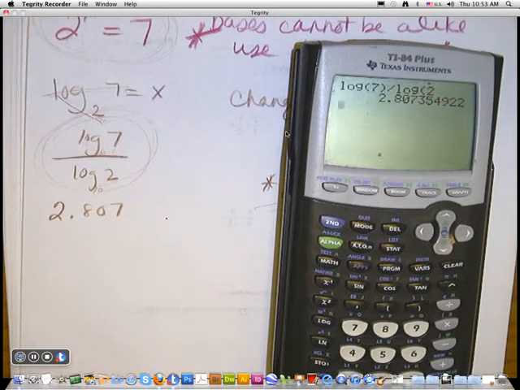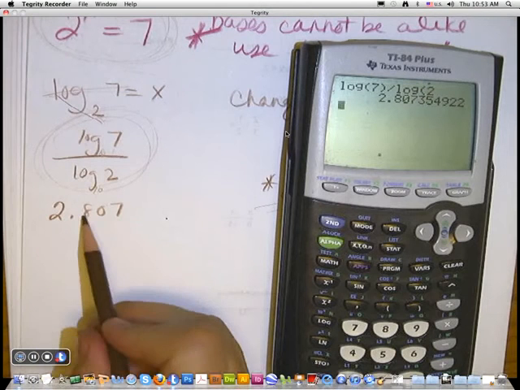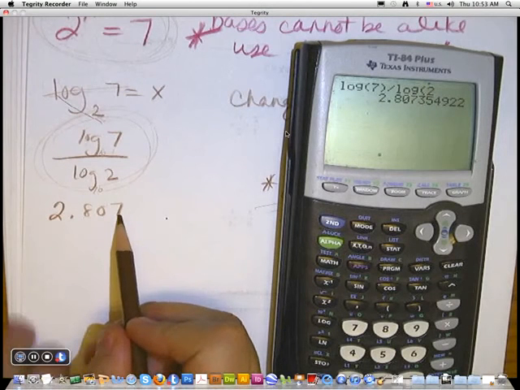And go to 4 significant digits. So there's 1, 2, 3, 4 significant digits.